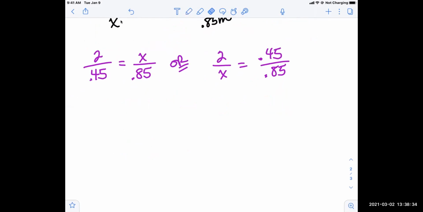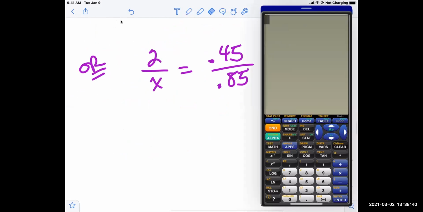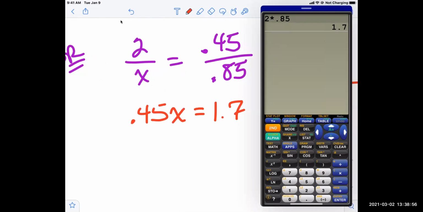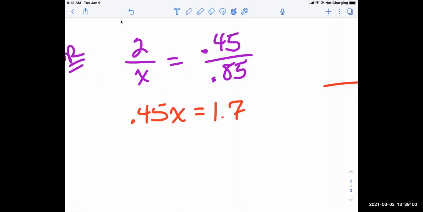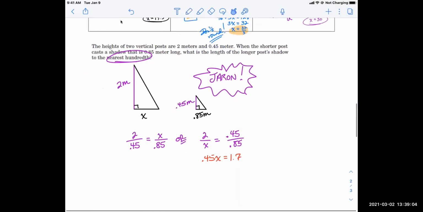All right, so if you don't want to have to work with the decimals, you could go ahead and multiply the top and the bottom and get rid of the decimals. But we're using a calculator, it's not any problem. 2 times 0.85 is 1.7, and then 0.45x divided by 0.45. Ooh, 3.7 repeating. Now I think it asks us to round to the nearest 100.